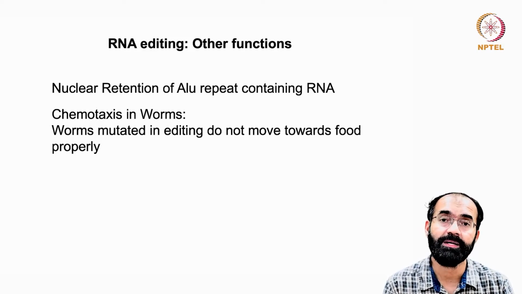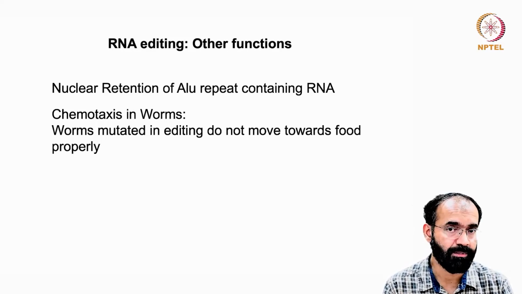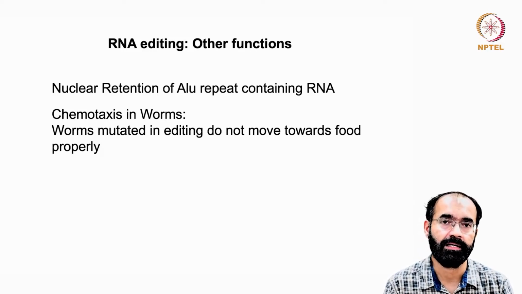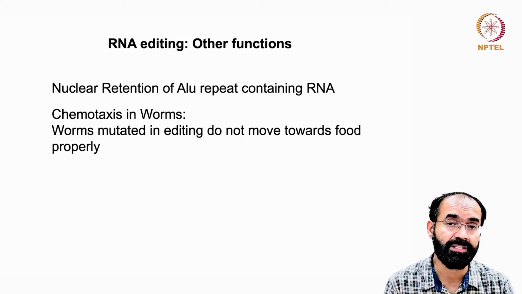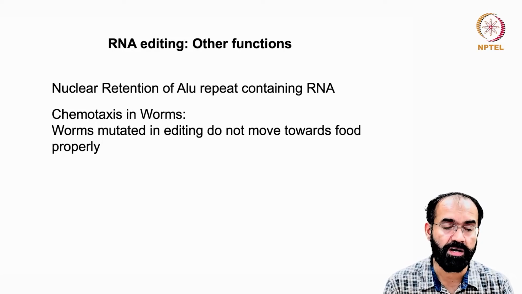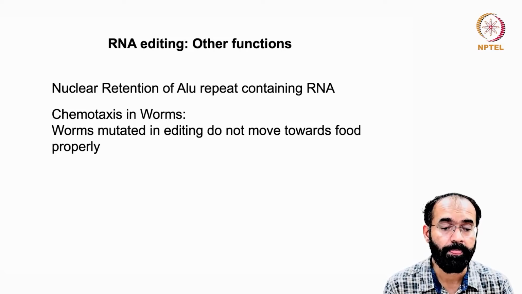Sometimes ALU repeat containing RNAs are very important for retaining RNA at a specific location. We will see a little of this in RNA export or RNA transportation, shuttling between the nucleus and the cytoplasm. But for the time being, understand that the nuclear retention of certain ALU repeat containing RNA has a role in RNA editing. It's one of the functions of RNA editing.